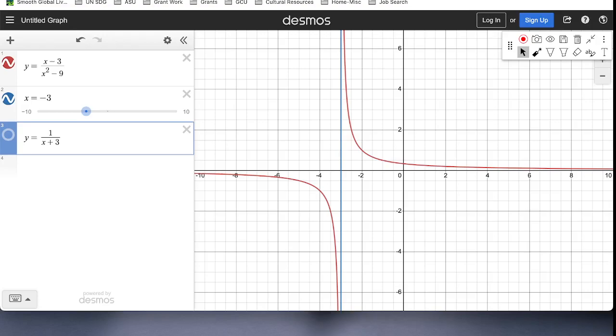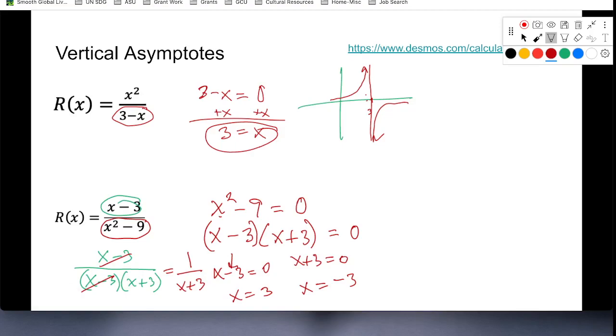But that's the other thing: you can't just look at where the denominator becomes 0 and assume there's going to be an asymptote there, because we have to look at the full function. Okay, so we're going to come back to this one and look in a little more detail after we talk about horizontal asymptotes.